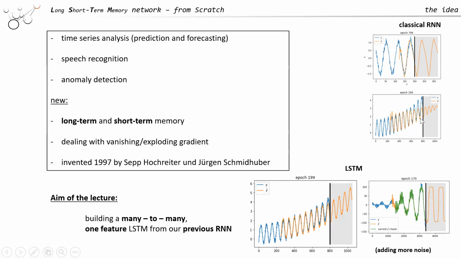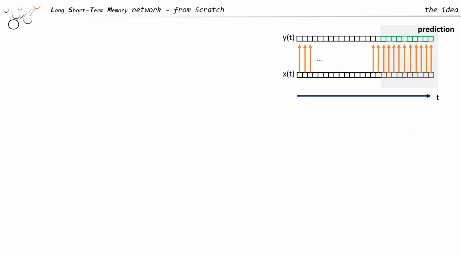And also if you add more noise, and this is something you can really do once you have the code, play a bit with the LSTM, compare it to the classic RNN, and then you can really tell that it has improved the situation quite a lot. And the idea is still the same.